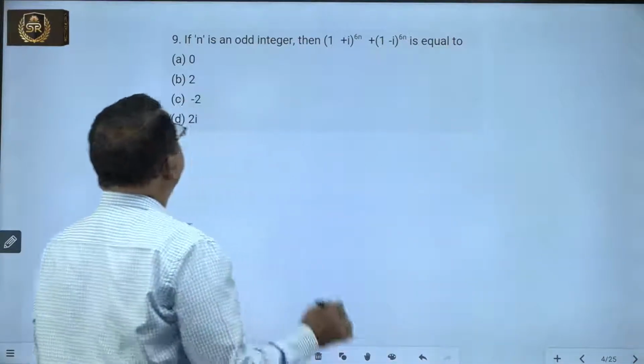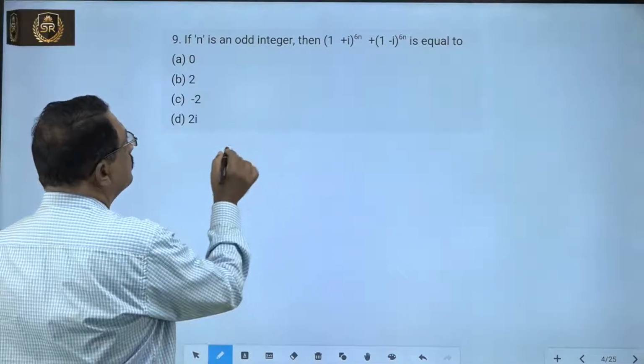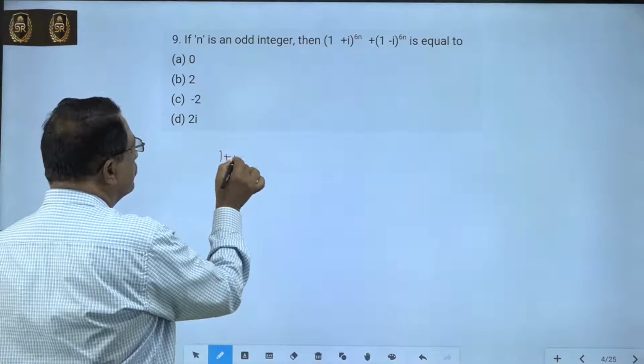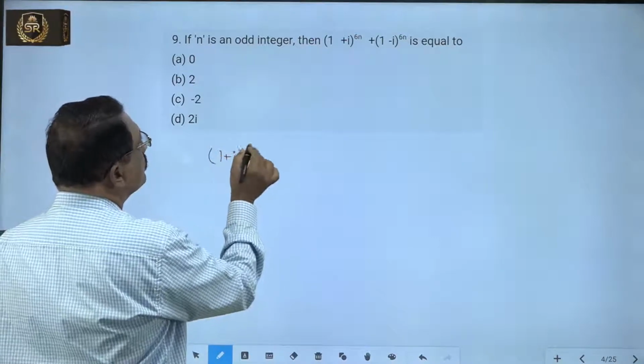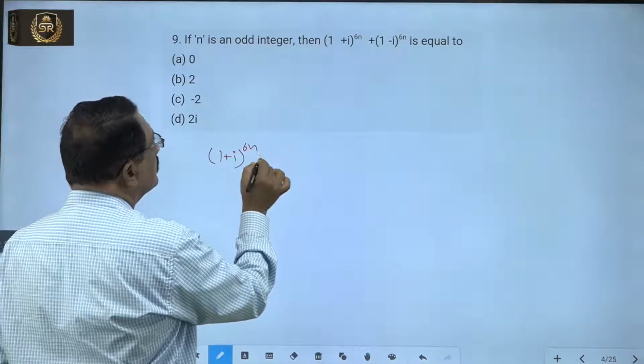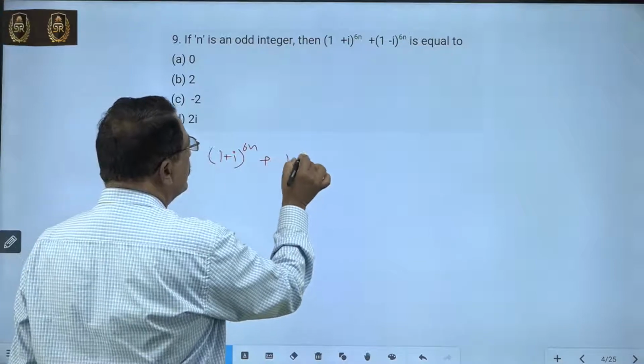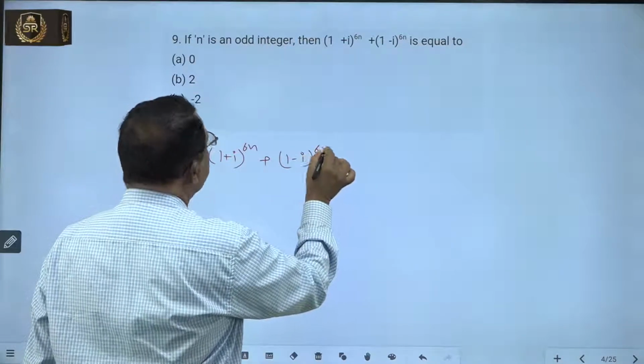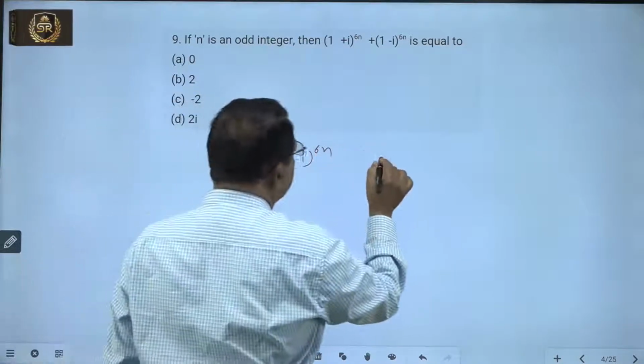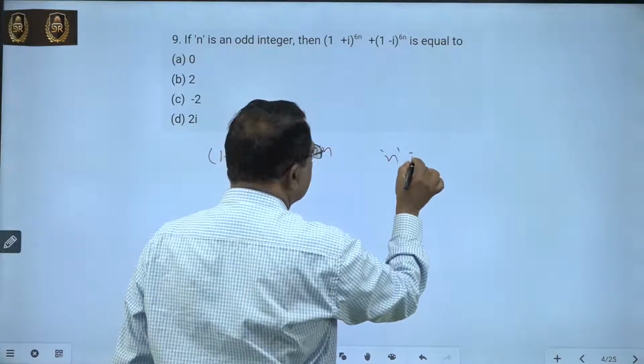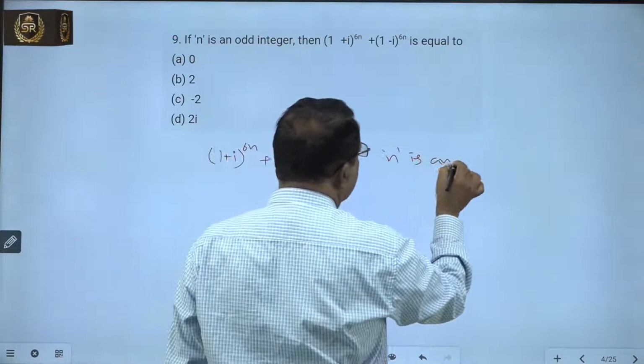Next, ninth problem: (1 plus i) whole to the power of 6n plus (1 minus i) whole to the power of 6n. Here, given n is an odd integer.